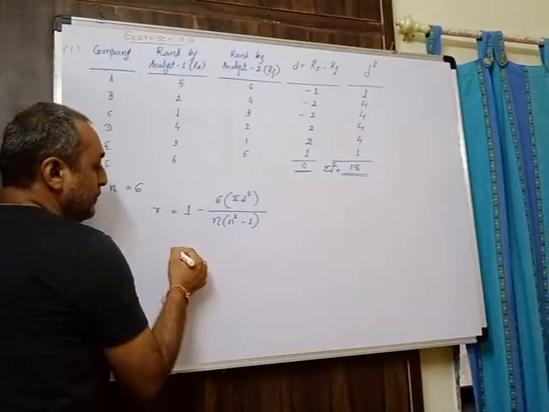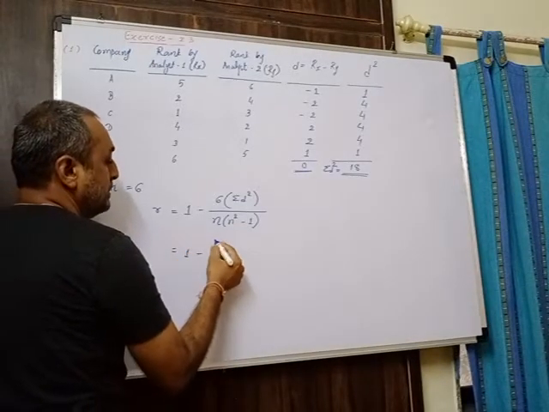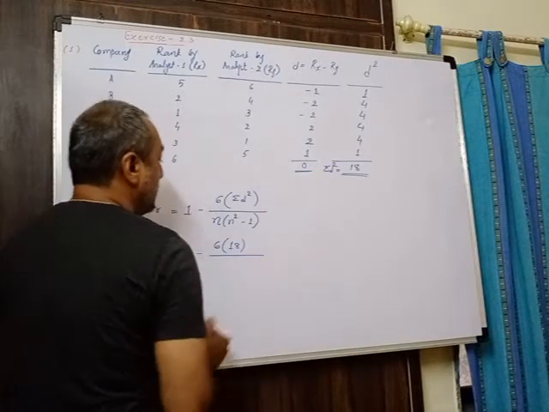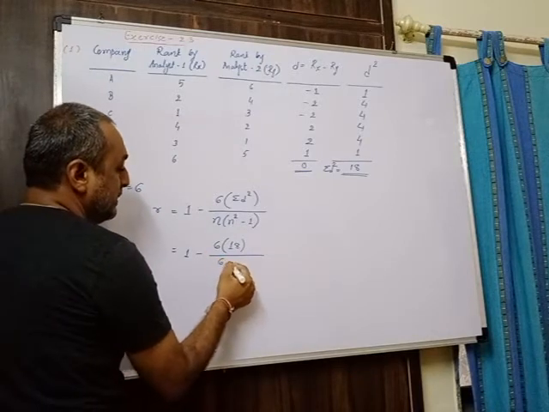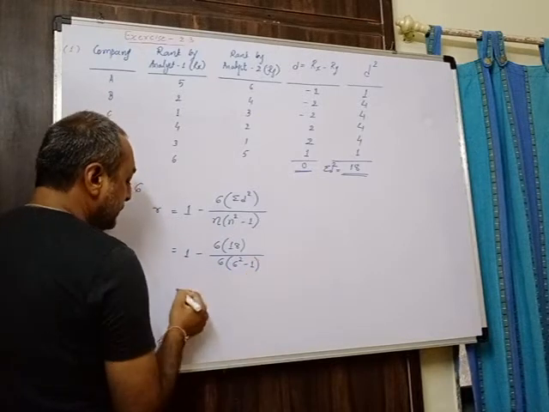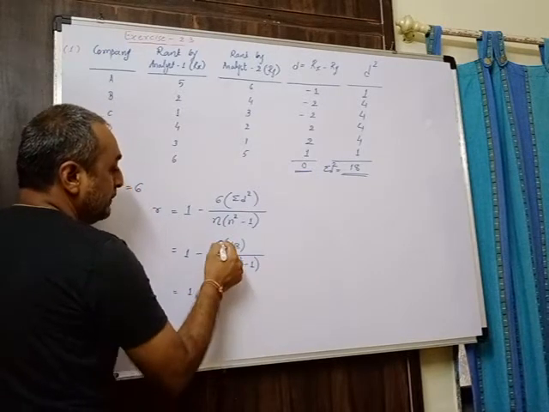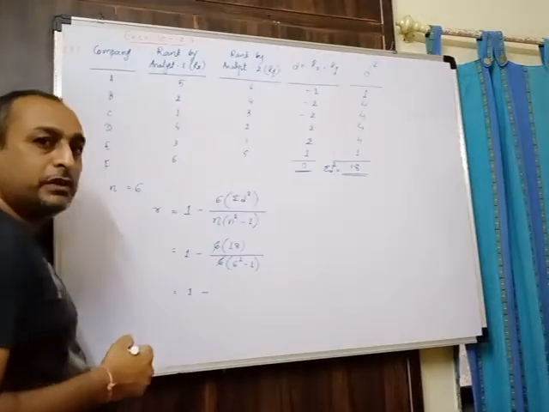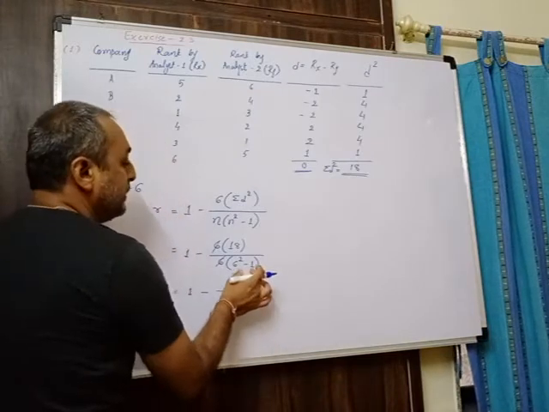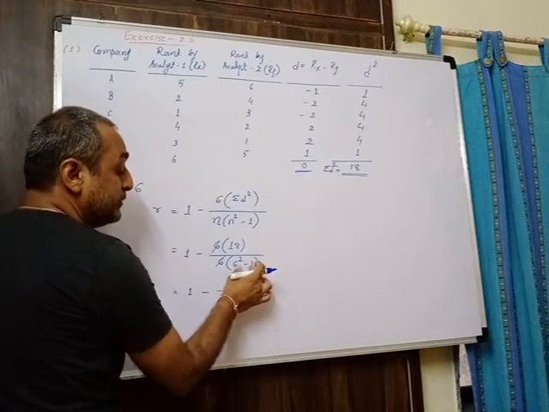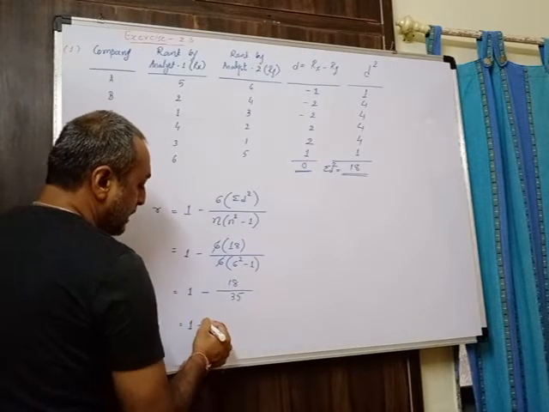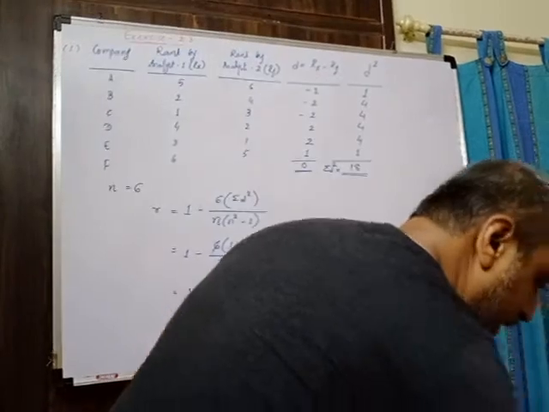Now we'll replace that value over here. 1 minus 6 into the sum of d square, 18, divided by n. N is available, 6, into n square. So it is 6 square, you have to write, minus 1. So 1 minus, now this 6 and this 6 you can cancel from the numerator and denominator. So remaining is 18 divided by, now see, 6 square is 36, 36 minus 1, 35. So 1 minus, now 18 upon 35 we have to find out.